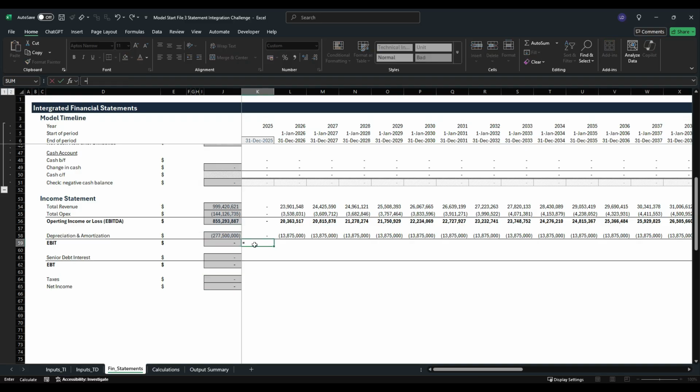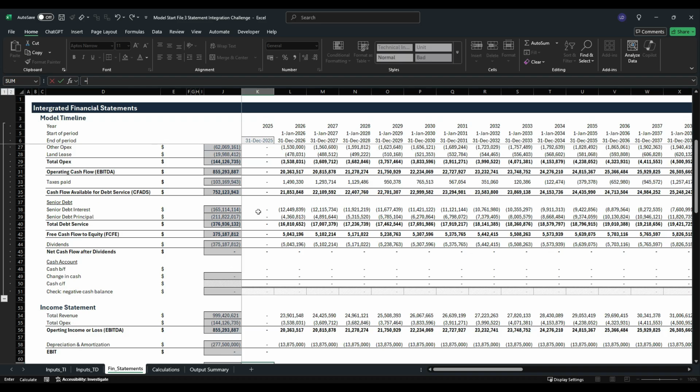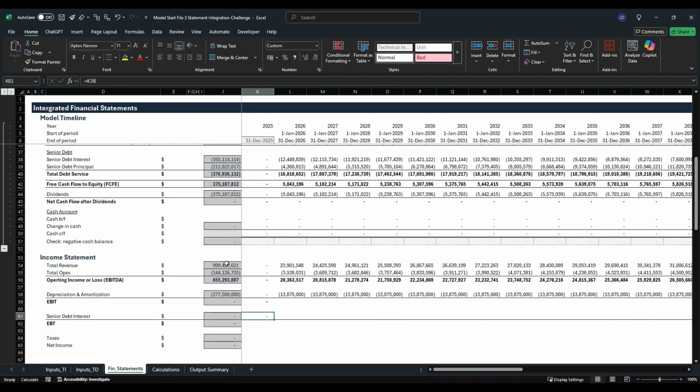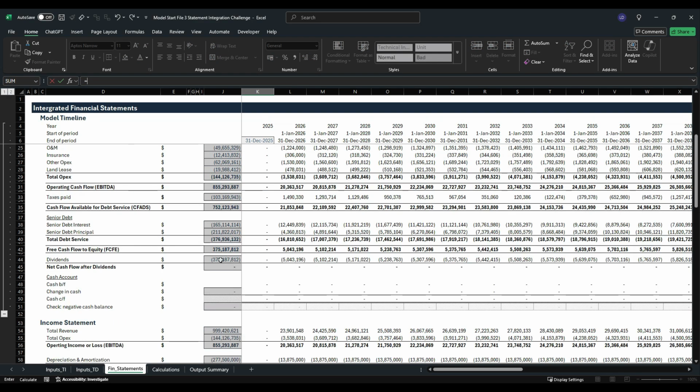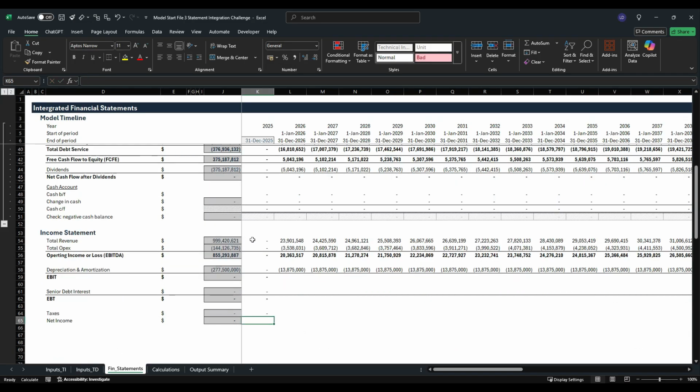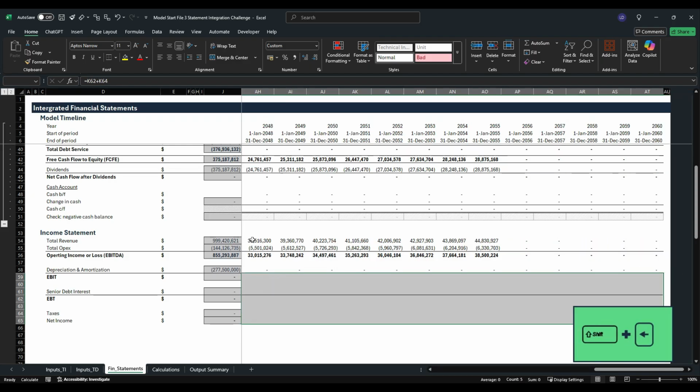And our EBIT is going to be our EBITDA plus our negative depreciation and amortization. Our senior debt interest, we have already modeled in our cash flow statement, so we can simply link it up here. And our earnings before tax will be our EBIT plus our negative interest here. And our taxes we also already modeled up here in row 33, which are also negative. Pick that up. That leaves us with net income, EBT plus our taxes. Let's drag all of this over. Let's see what happens. Control R.